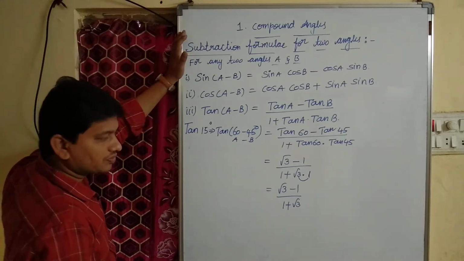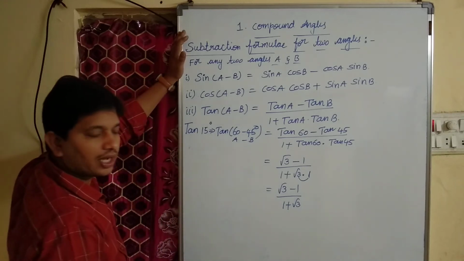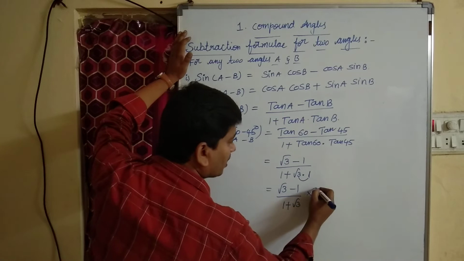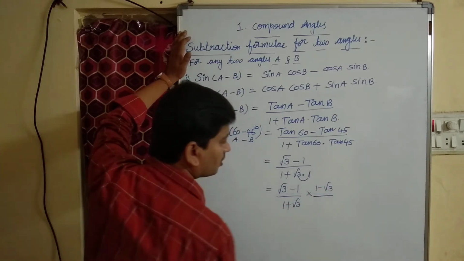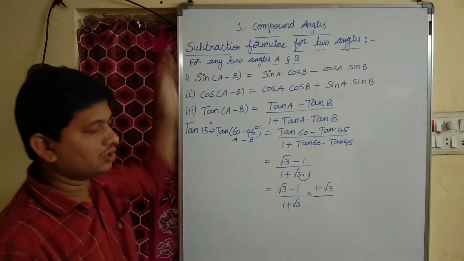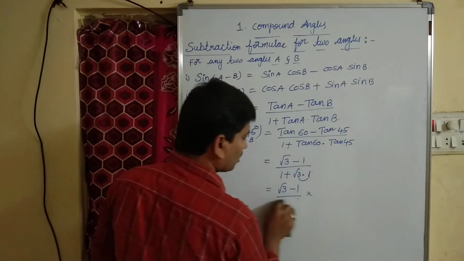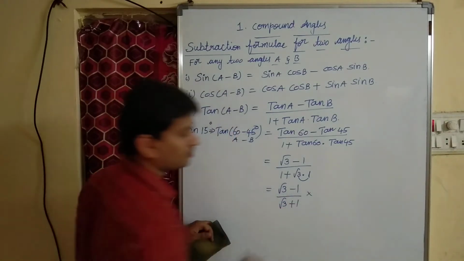Right? So the denominator is 1 plus root 3. What is the rationalizing factor of 1 plus root 3? That is 1 minus root 3. So, let us write 1 plus root 3 as root 3 plus 1.